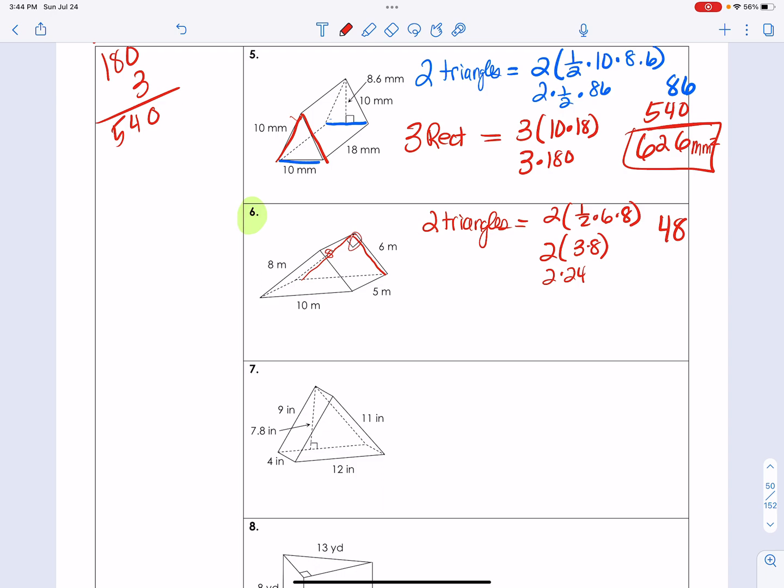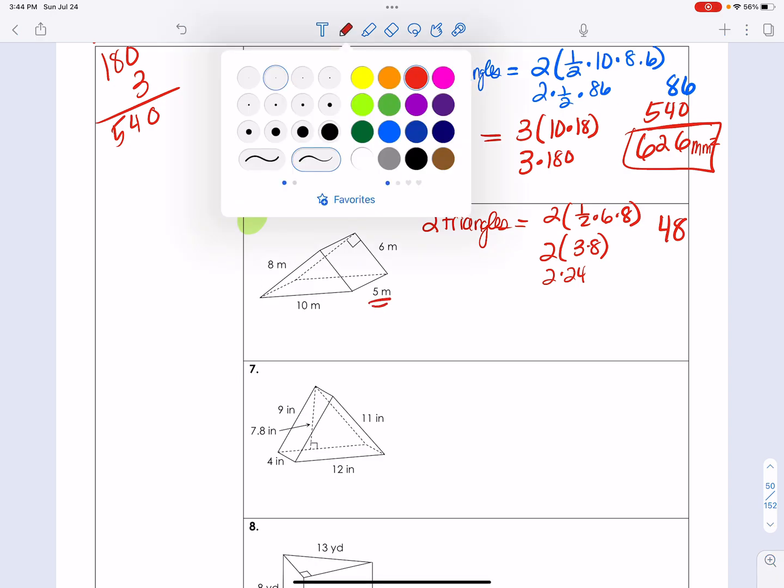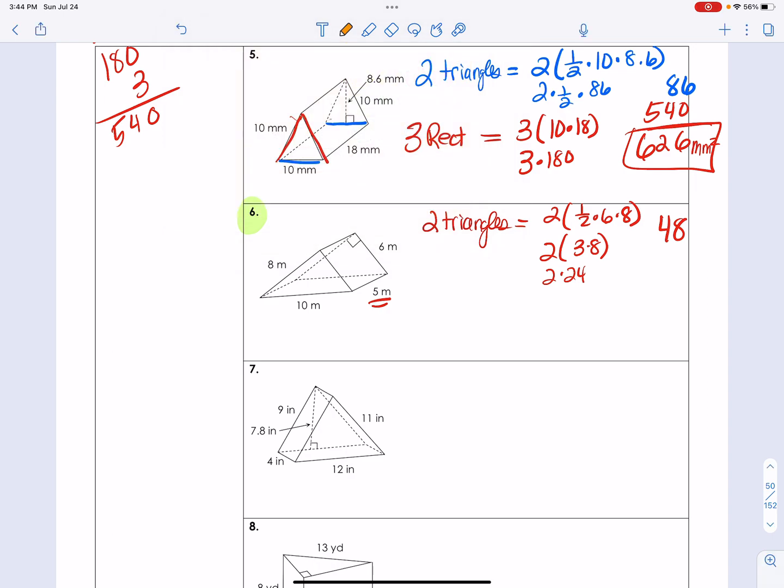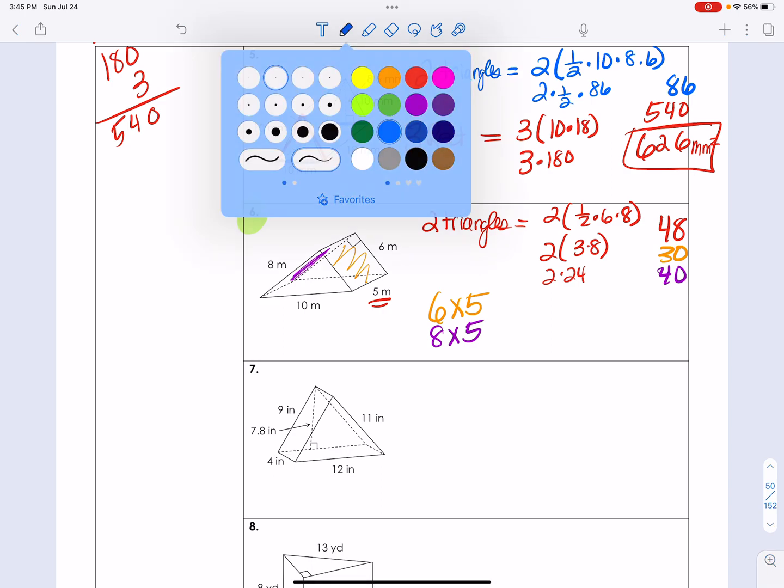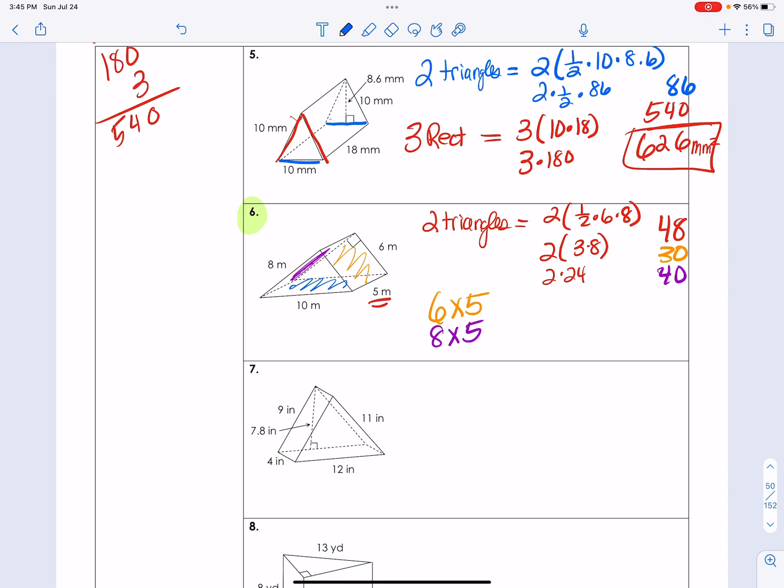Okay. Now I'm going to erase this just so we can see it better. All of my rectangles have lengths of 5. So I have a rectangle that is right here. This rectangle right here is a 6 by 5, so that's 30. Then I have this rectangle here, which is an 8 by 5, which is 40. And then I have this rectangle down here, which is a 10 by 5, which is 50.